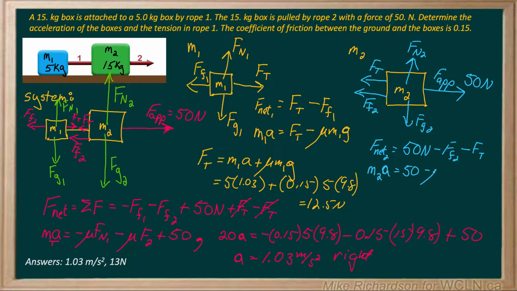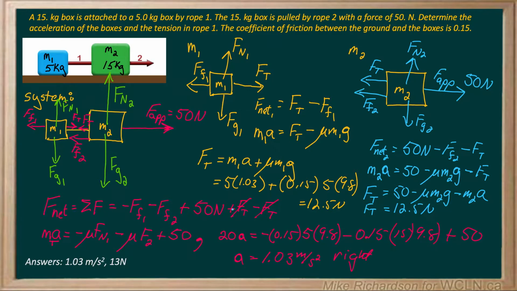Force of friction is mu times the normal, and in this case my normal force will be m2 times g. In other words, Fn2 is Fg2. They're equal and opposite. Minus Ft. Now if we isolate for Ft, I get 50 minus mu m2g minus m2a. And if you work all that out, you get 12.5 newtons as well. So the tensions agree, we should be correct.